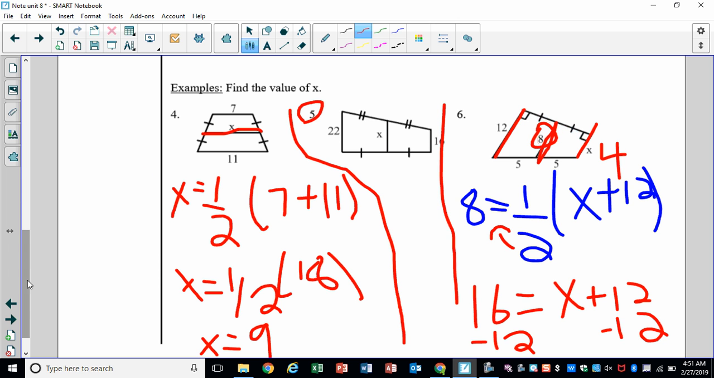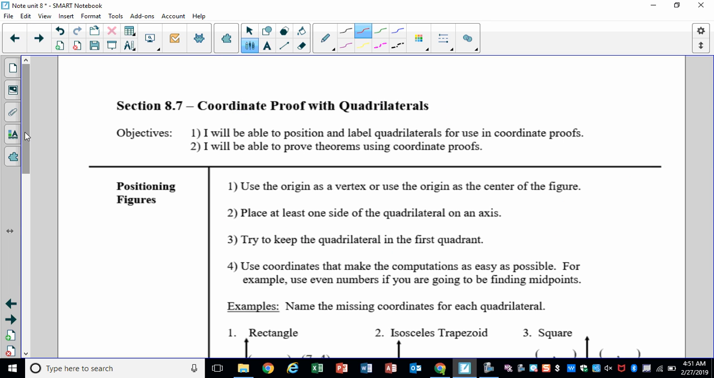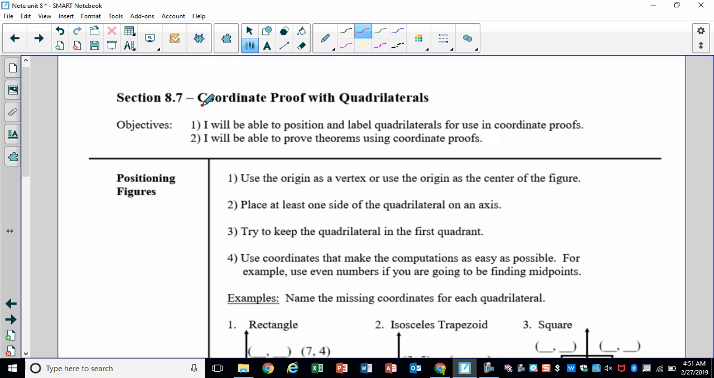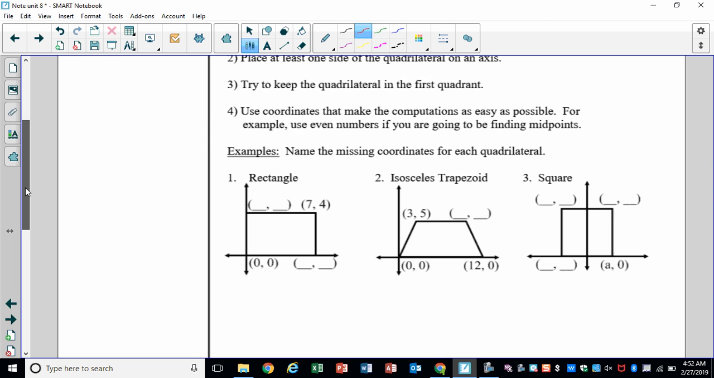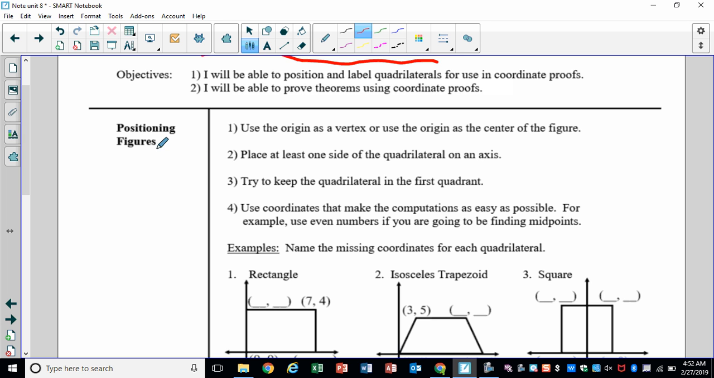All right, so you should be able to finish up the rest of the package once I finish with this. And then the last one, 8.7, is coordinate proofs with the quadrilateral. So this is more of you plotted, you kind of determined. If you can't, then use the properties of slope or distance to find what it is, okay? So say position the figure, use the origin as its vertex or use the origin as the center of the figure. That's some of the procedure.